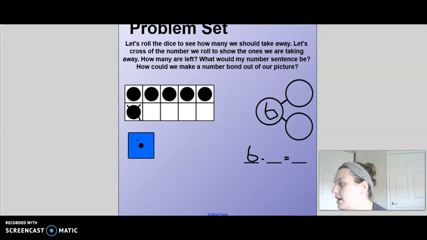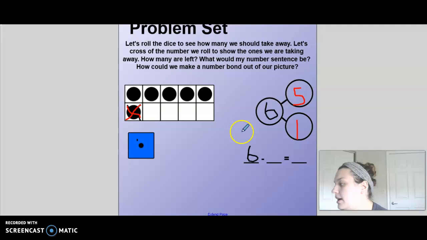Now I want you to finish your number bond, just your number bond, using your picture up here, using your 10 frame. Fill in your number bond. Very good. We crossed out 1, so 1 is one of my parts, and then I have 1, 2, 3, 4, 5. Now, go ahead and pause me again, and I want you to write your number sentence as whole minus how many we took away equals how many are left.